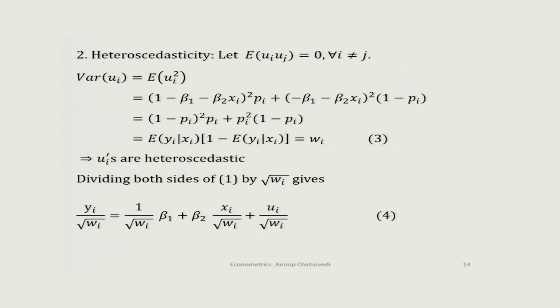Then the second one is heteroscedasticity. Now, suppose the expectation of ui uj is equal to 0 for all i not equal to j. Then the variance of ui is equal to the expectation of ui square. ui takes value 1 minus beta 1 minus beta 2 xi, so ui square takes value (1 minus beta 1 minus beta 2 xi) square with probability pi, plus ui takes value minus beta 1 minus beta 2 xi, and then we take a square of this, because you have to take the expectation of ui square, with probability 1 minus pi.